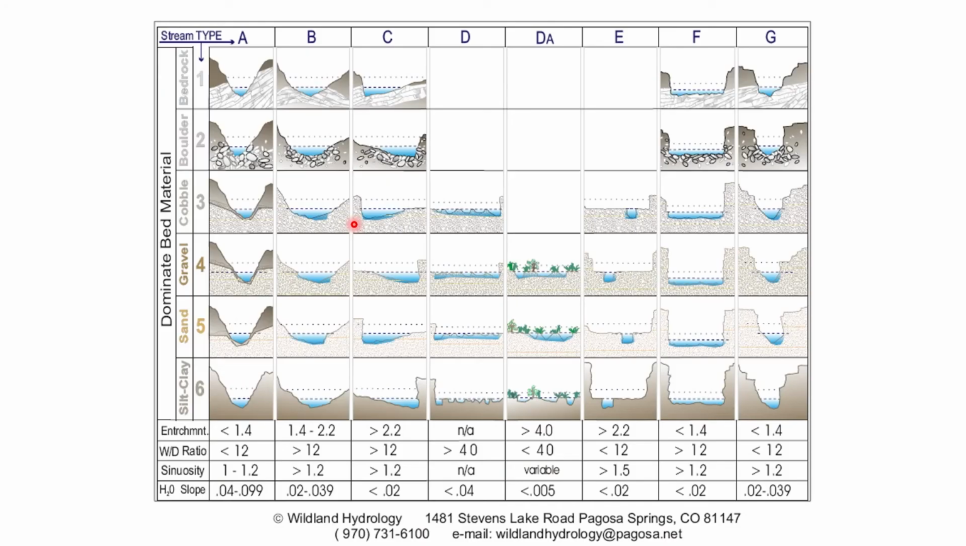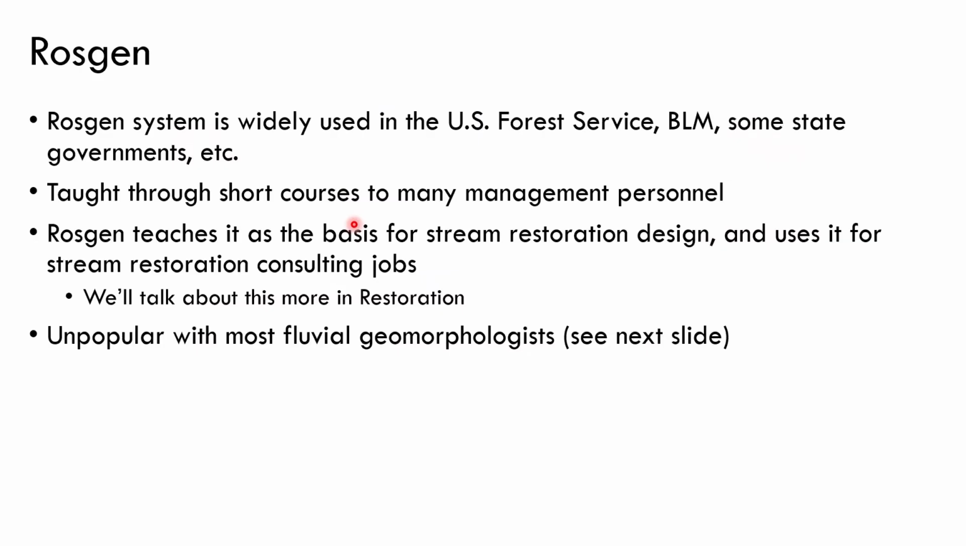There are some pictures of the different stream types in the Rosgen system, and you can look through these. But again, there's not really a lot of consistency amongst them. The Rosgen system is widely used by the Forest Service, since it was developed as a Forest Service project. It's also used by other federal agencies like the BLM, and some state governments have adopted it as well. So it is fairly common out in the world.